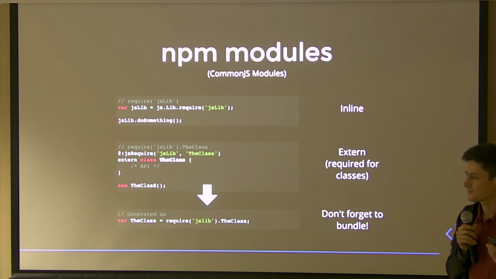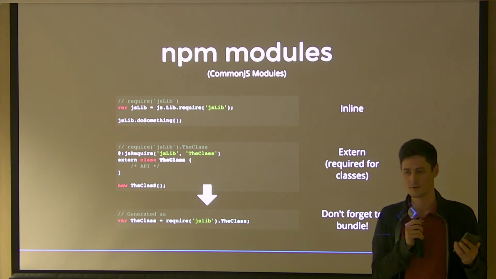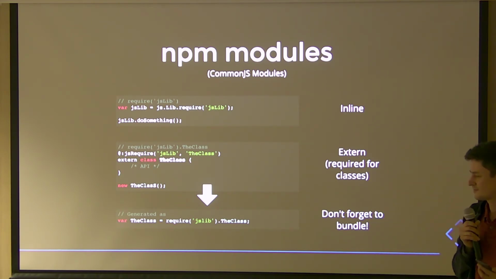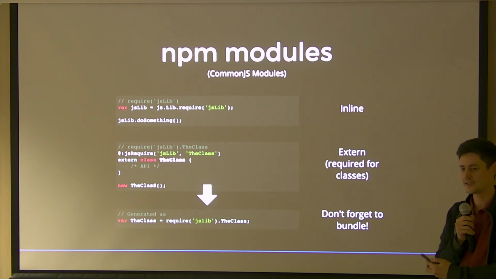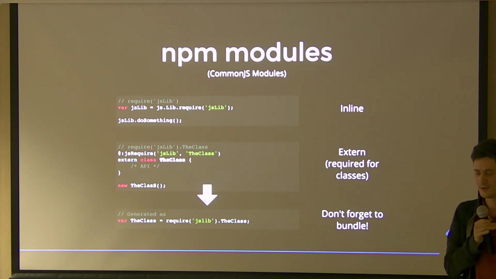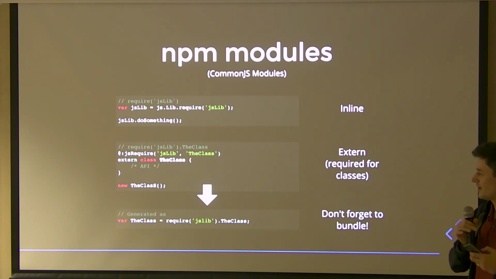Which means don't forget to bundle, because the Haxe compiler will bundle your Haxe code, but it's not a JavaScript bundler. So the require call will stay a require call. The rest of the JavaScript code will not be included in that. So you need an extra step of putting all things together.